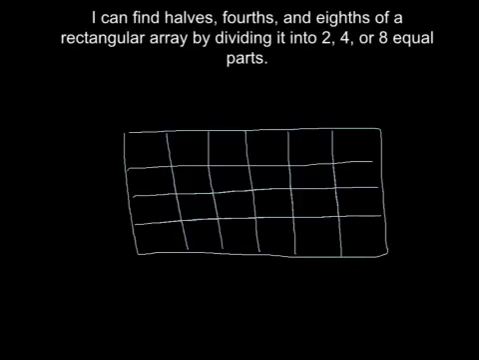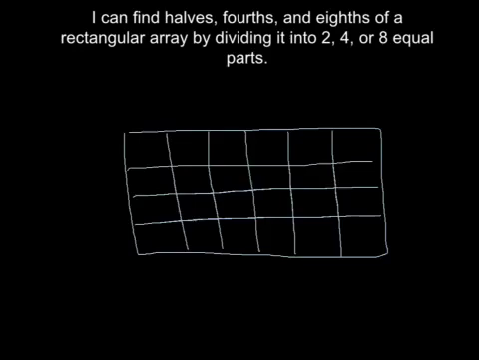Today our learning target is: I can find halves, fourths, and eighths of a rectangular array by dividing it into 2, 4, or 8 equal parts. When you are looking for fractional parts of a whole, the first thing you need to do is make sure you divide the whole into equal parts.